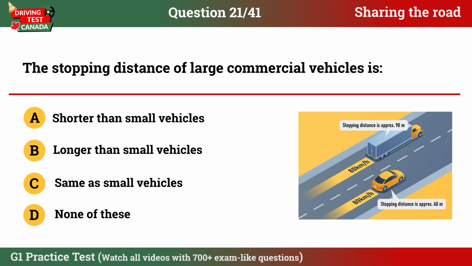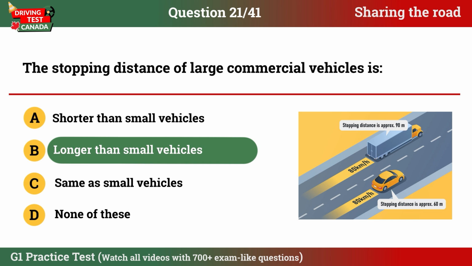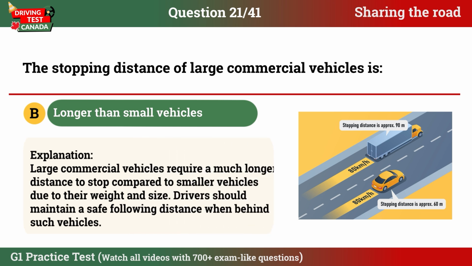The correct answer is B. Longer than small vehicles. Explanation. Large commercial vehicles require a much longer distance to stop compared to smaller vehicles due to their weight and size. Drivers should maintain a safe following distance when behind such vehicles.